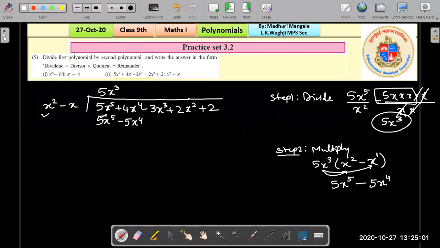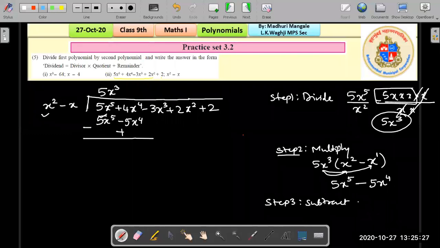Okay, and then step 3, that is subtract. So we change signs of the bottom row. Plus 5x raised to 5 will become minus, and minus 5x raised to 4 will become positive. So the signs are changed, and just check, the first two terms are exactly the same. They always will be exactly the same with opposite signs, and it gets crossed out. We are left with 4x raised to 4 plus 5x raised to 4.